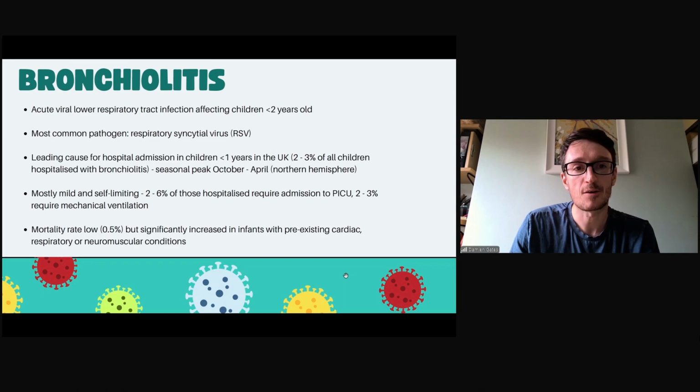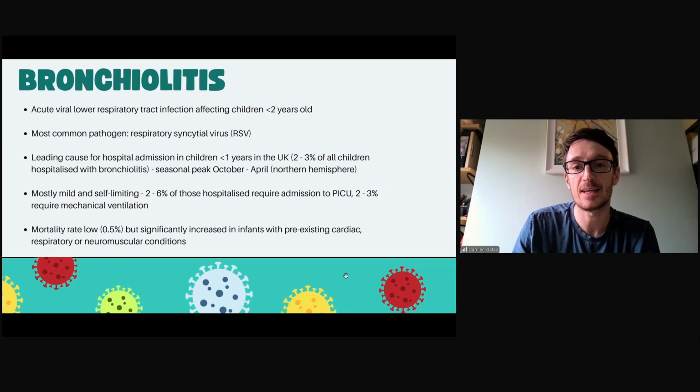So a bit of background. Bronchiolitis is an acute viral lower respiratory tract infection, and by definition, it affects children under 2 years old, most commonly caused by respiratory syncytial virus, or RSV, and it is the leading cause of hospital admission in children in the UK under 1. In fact, 2 to 3% of all children are hospitalised with bronchiolitis.